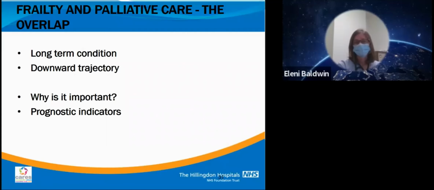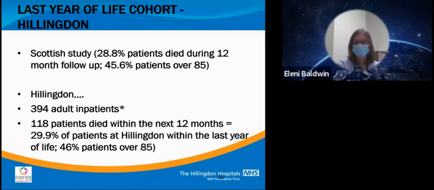Okay, so I'm hoping that you can already see, and I'm already at 1:29, so I'm going to try and speed up a bit, why there is such a big overlap between frailty and palliative care. It's a long-term condition. It's got a downward trajectory. So I'm going to touch briefly on why it's important that we work together, and a little bit about prognostic indicators. I'm not going to labour this point too much.